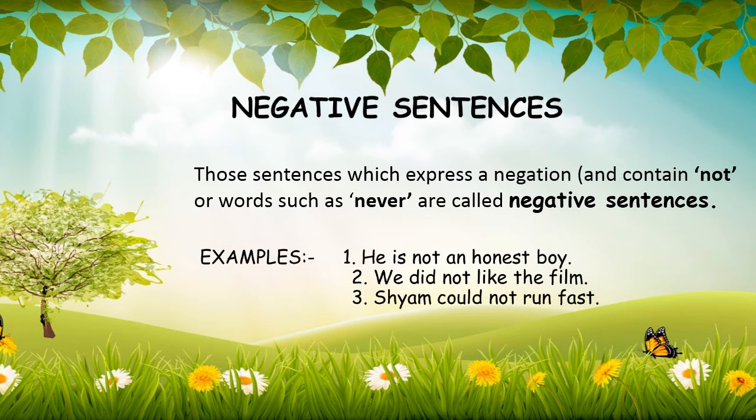First example is given. He is not an honest boy. They have said this boy is not honest. We'll go to the next one. We did not like the film. And the third one is given. Sham could not run fast. If we observe, the word not is in the first sentence, in the second sentence, and in the third sentence also. So it is very simple to identify the negative sentences. The sentences which come along with the words not, never, no are called negative sentences.